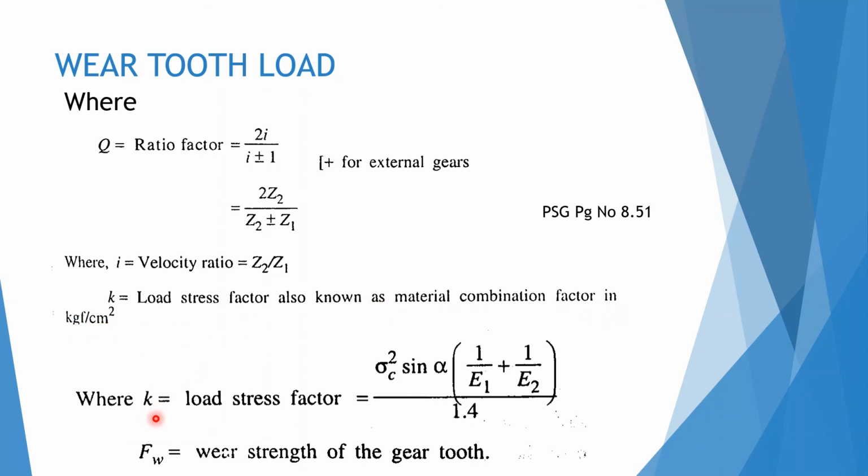So K can be calculated by using this equation. This is known as the load stress factor, which is equal to σc² sin α (1/E1 + 1/E2) / 1.4, where E1 and E2 are the moduli of elasticity of pinion and gear respectively. Sigma c is the compressive stress on the gear tooth, and by that equation we can calculate the wear strength of the gear tooth.